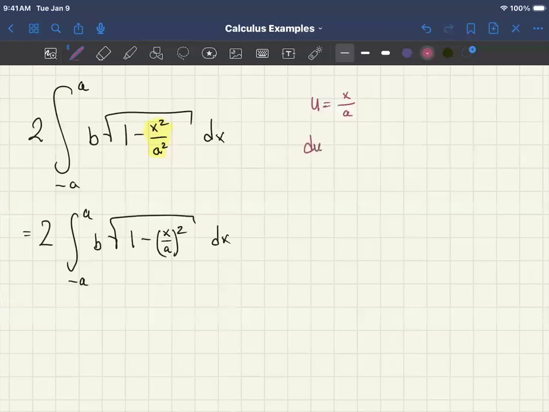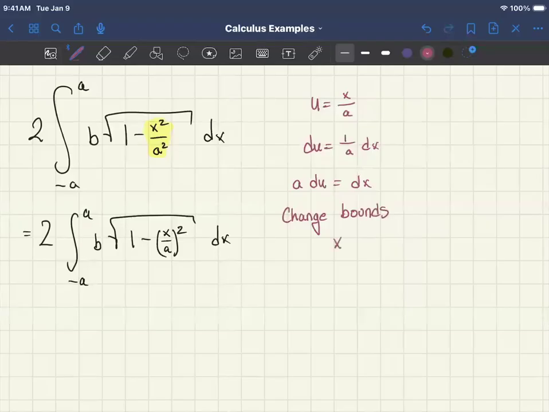Our du ends up being 1 over a dx, which means that a times du is our dx. Notice we do need to make that particular change right there because we don't have a 1 over a dx. We just have a dx here. So we are going to need to make that change. Let's do a change of bounds as well so that we do not have to go back to x's before we are done with this problem.